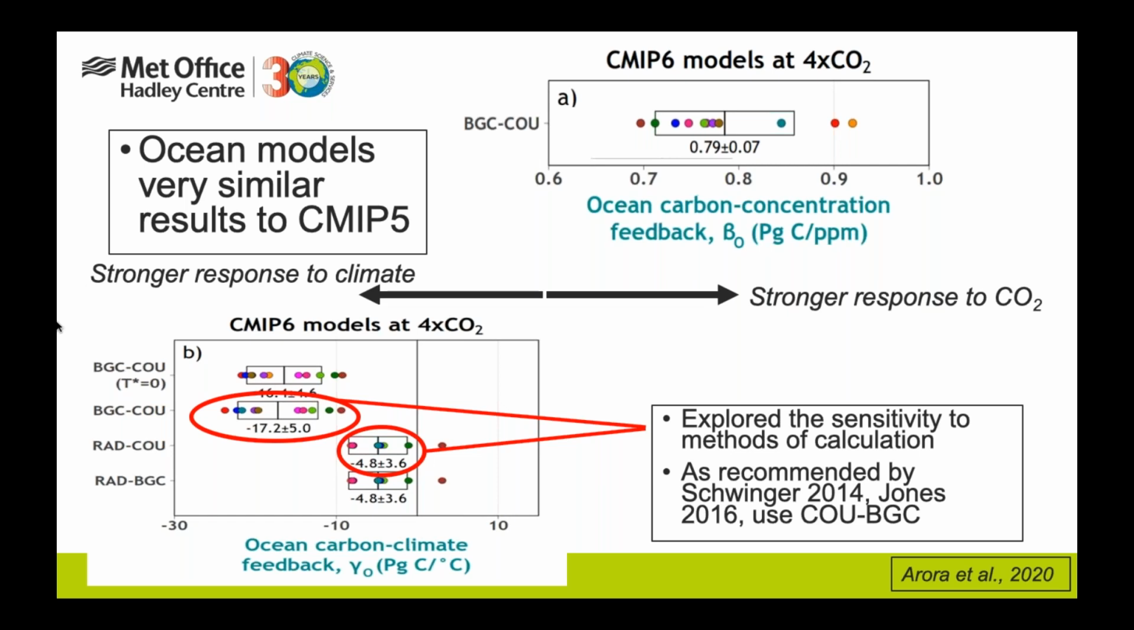And as recommended by a handful of studies, primarily one by Jörg Schwinger from CMIP6, the preferred method is to use the difference between the coupled and the biogeochemical run. So these runs here have a stronger diagnosed impact of climate. This is particularly important for the ocean. So climate suppresses uptake of new carbon more so than it releases existing ocean carbon, which is what you get if you use the radiatively coupled runs.